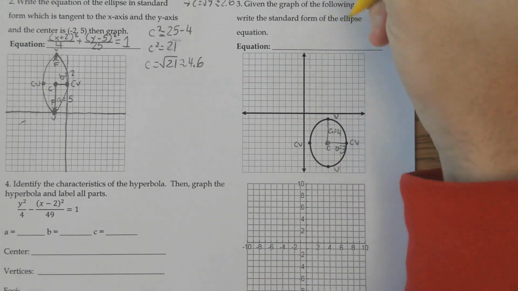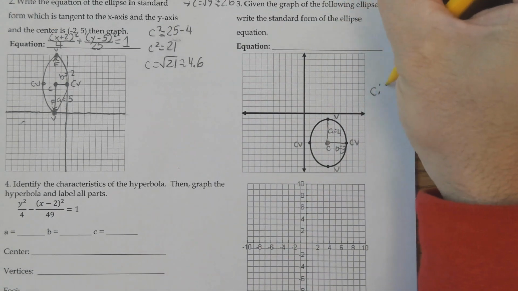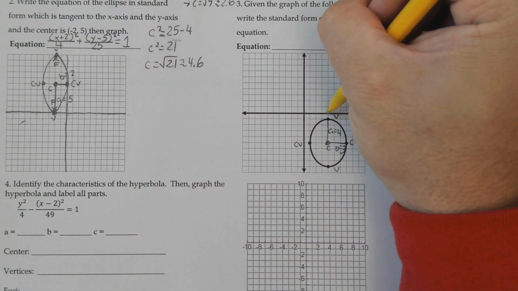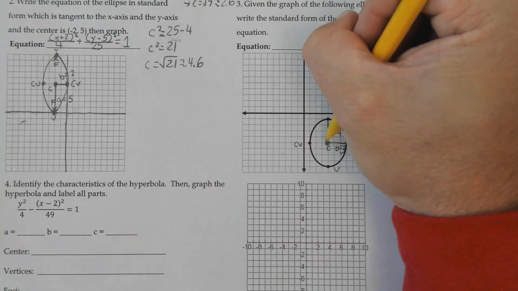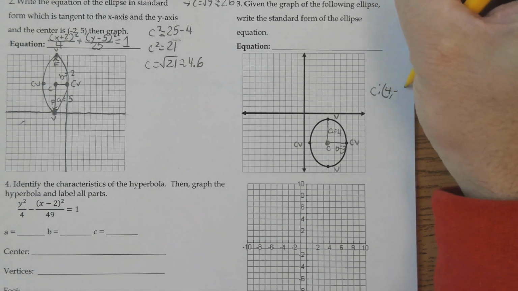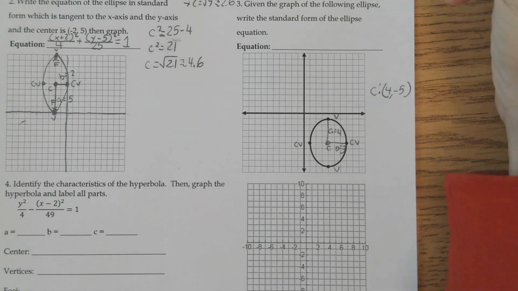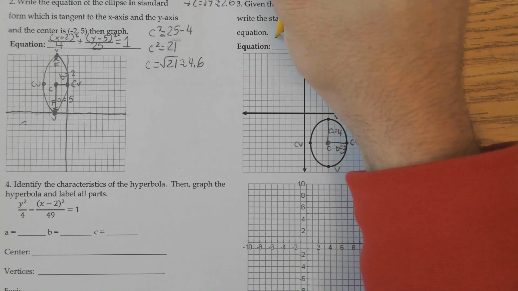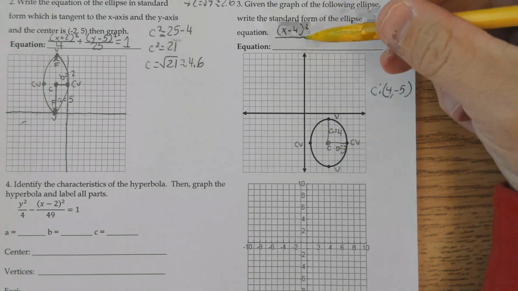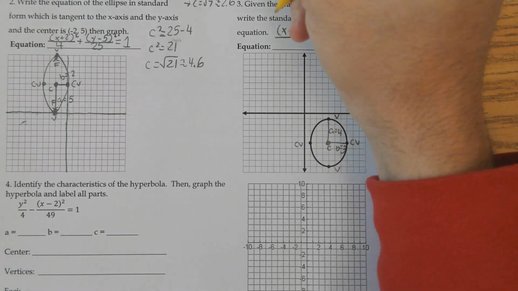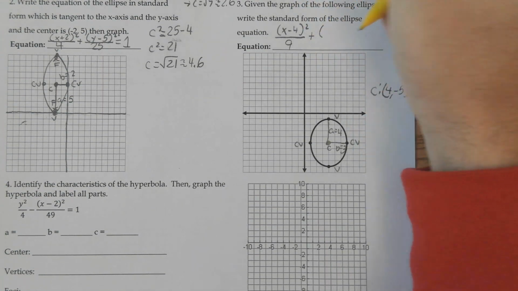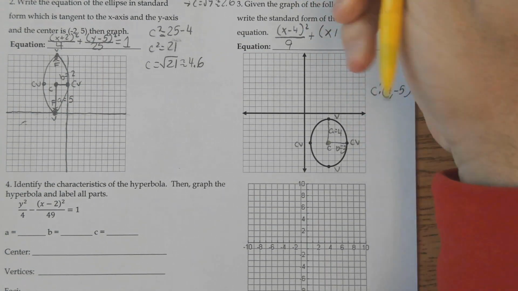So my center is, well, what is that? 1, 2, 3, 4, down 1, 2, 3, 4, 5. So positive 4, negative 5 is my center. And so we're going to write our equation like this. We're going to get x minus 4 to the second power. This is b squared going under here because we have a vertical ellipse. So if b is 3, b squared then would be 9. Plus, not x again, sorry.